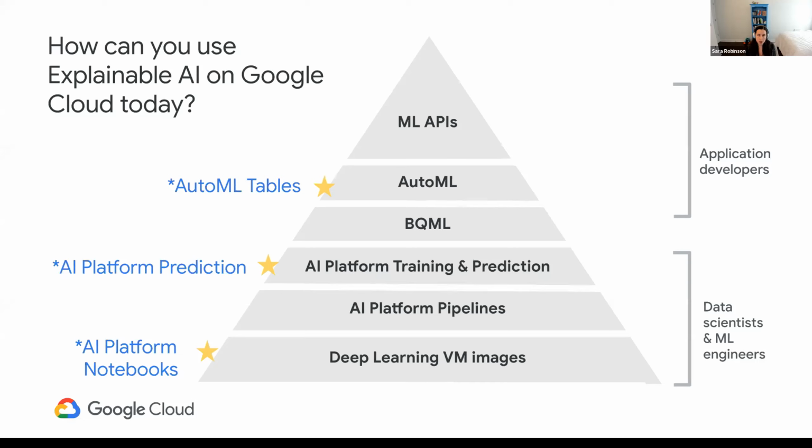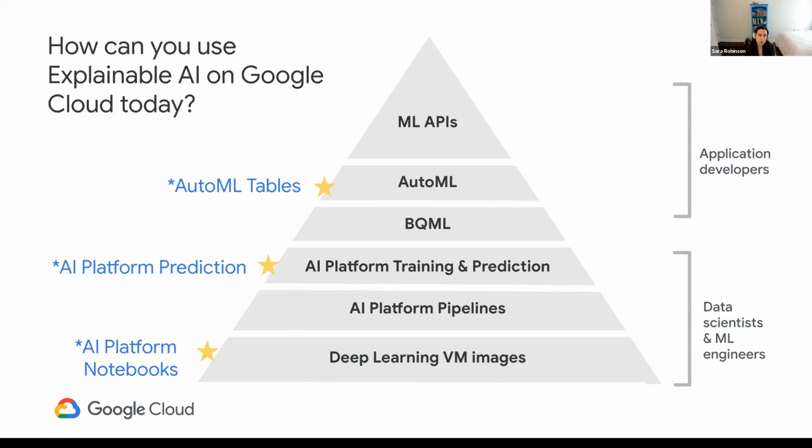And then we also provide Explainable AI in our AI Platform product in a couple of different ways. So when you deploy a TensorFlow model to AI Platform, you can deploy it with explainability enabled. And when you do that, you get feature attributions returned as part of your API response when you get predictions on that deployed model. And then our newest way that you can access Explainable AI is through our AI Platform Notebook offering.